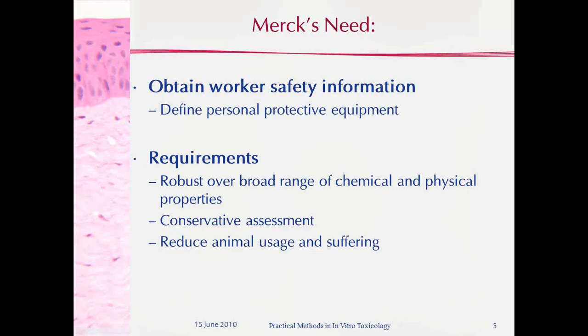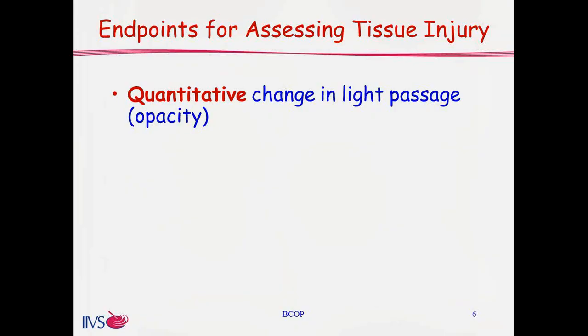Their goals were essentially to develop the assay for personal protective equipment definitions for worker safety purposes. And their goals were to have this assay useful for a wide range of chemical and physical properties of chemicals. They were certainly interested in a very conservative assessment. And of course, they wanted to conduct this work by eliminating the use of animals for the evaluation of eye irritation.